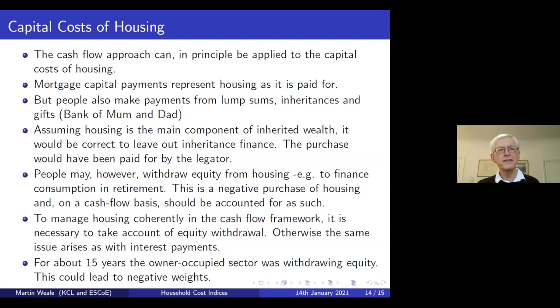How important is equity withdrawal? Well, all I can say is that for about 15 years, the owner-occupied sector was withdrawing equity. The rate of owner occupation was falling by about 0.5 percentage point a year.